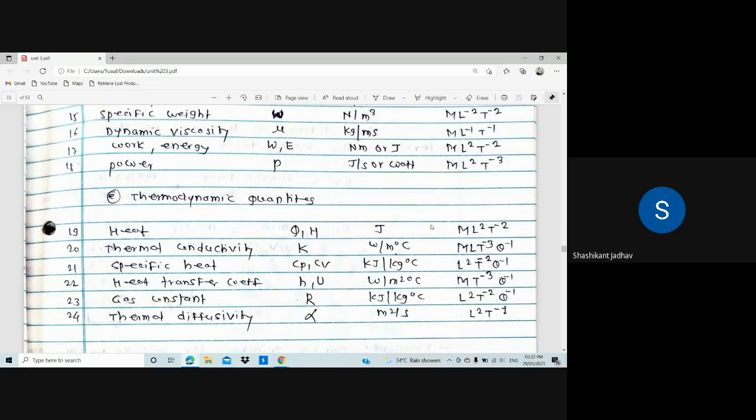So in that way, all of you write down the dimensions of all these quantities: fundamental quantities, then geometric quantities, then kinematic quantities, then dynamic quantities, and then thermodynamic quantities.